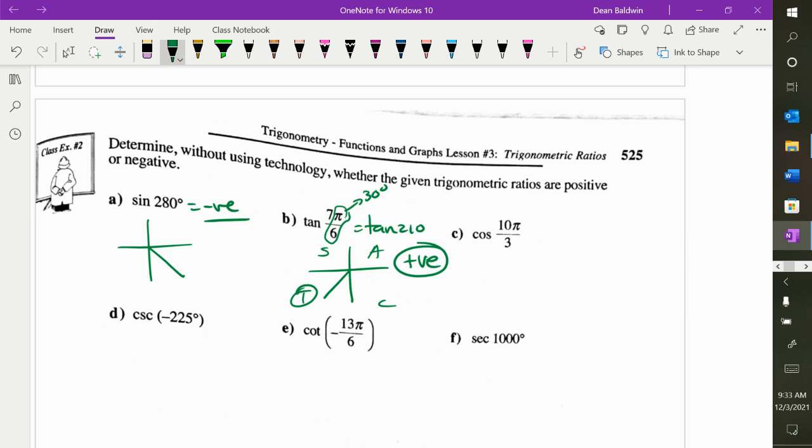All right. C, pi over 3. What's pi over 3? 60. I have 10 60-degree angles. So what's my angle? 600. What quadrant am I in if I do a 600-degree rotation? There's 360, 180. Boom. I'm in the third quadrant. All right. Is cosine positive or negative in this quadrant? Negative. So the answer is negative.